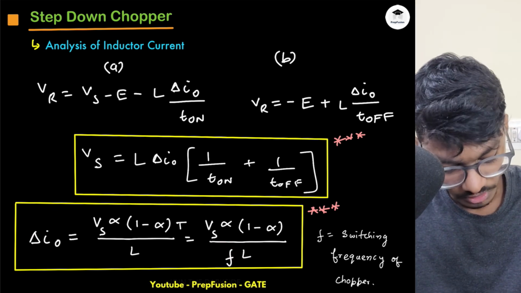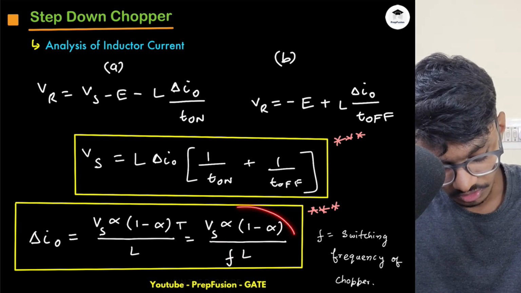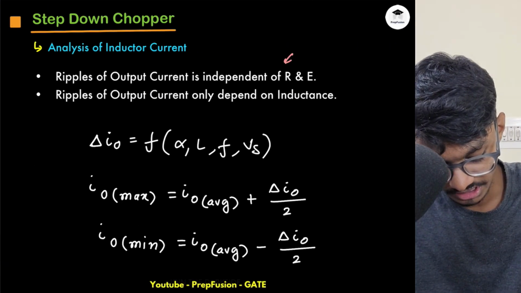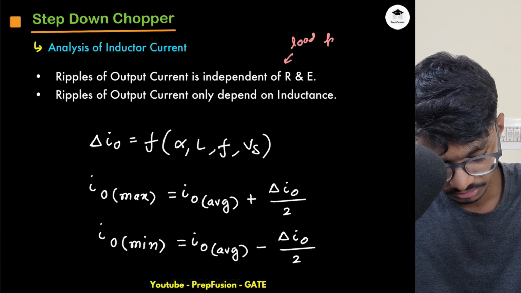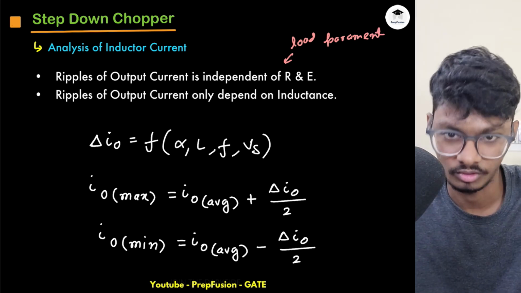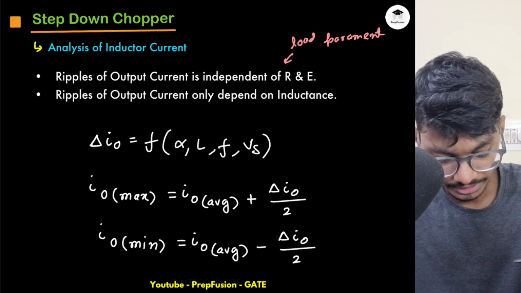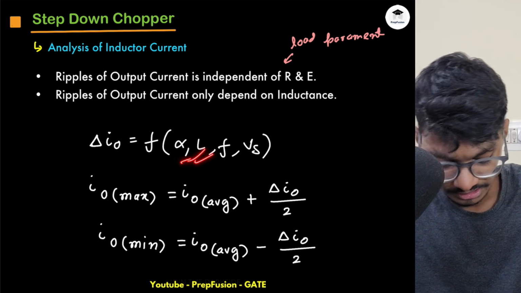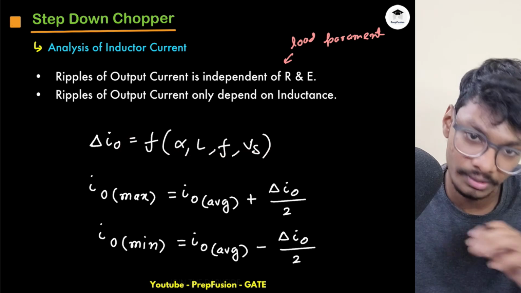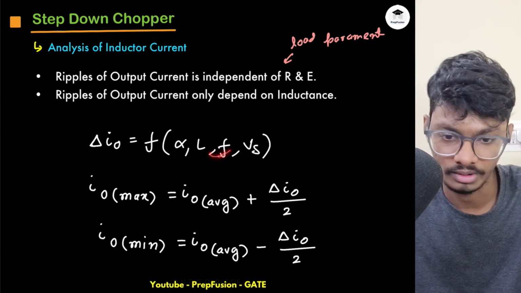So it does not depend on the load parameters. It is independent of load parameters. With the help of the device itself, I can keep the ripple as minimum as possible. Ripple is a function of alpha, L, F, and Vs. All these are either supply parameters or chopper parameters.